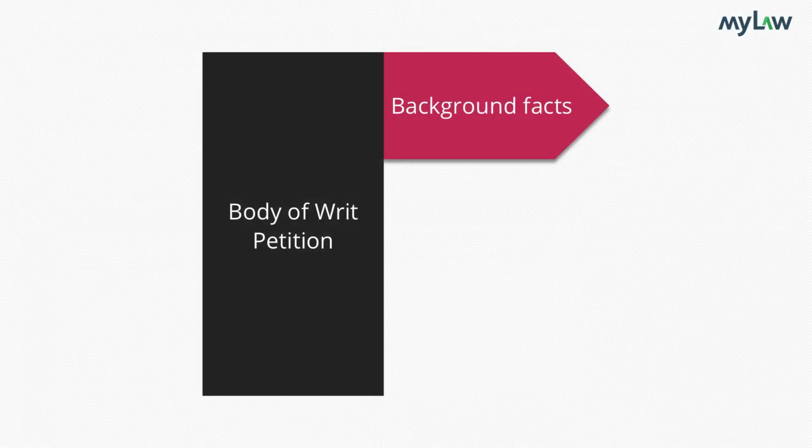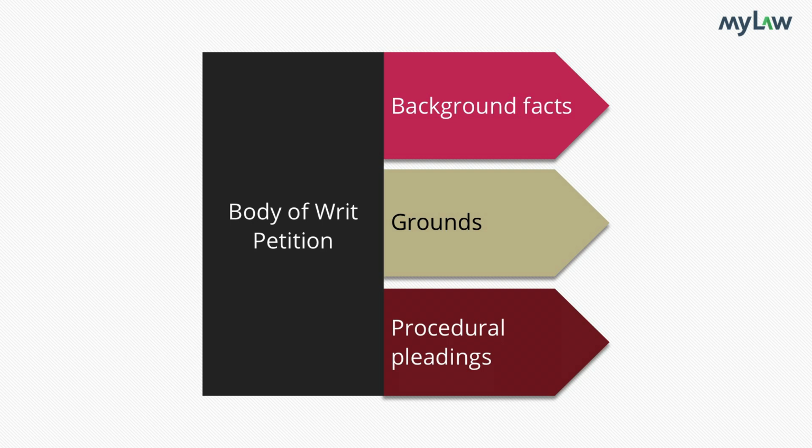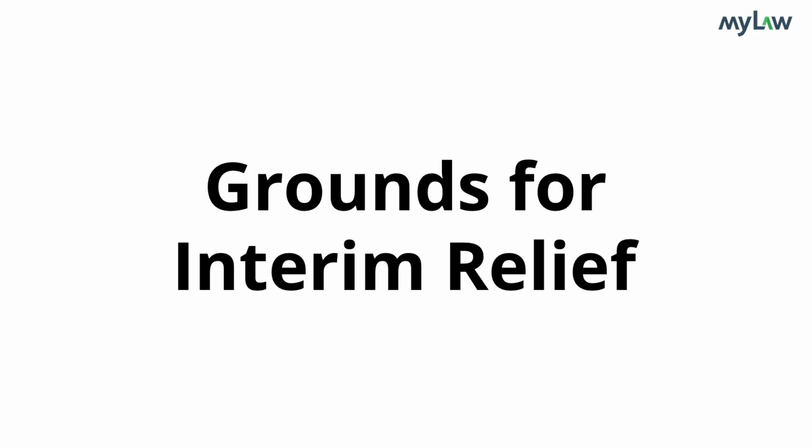The body of the writ petition will contain a statement of the background facts of the case, the grounds on which you seek the writ from the court, and the usual procedural pleadings. Where you are seeking interim relief from the court, you should set out immediately below the grounds for main relief and under the heading grounds for interim relief the various grounds on which you are seeking such relief. After that, set out your prayer.